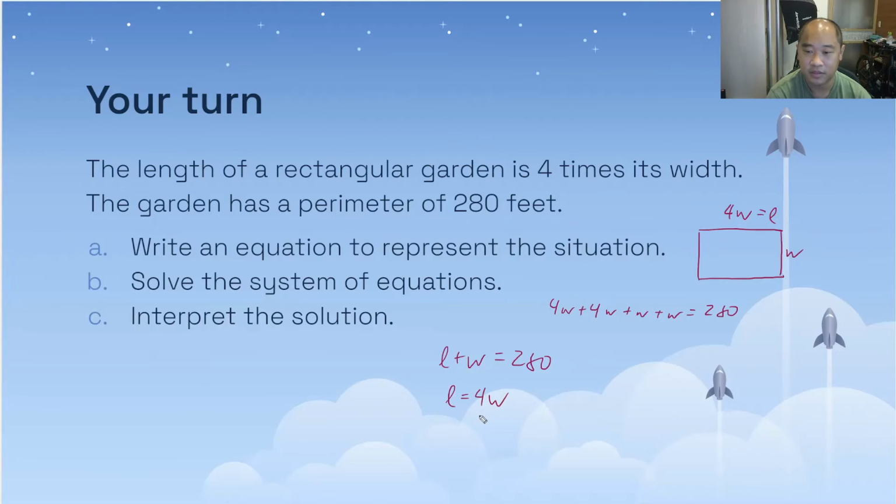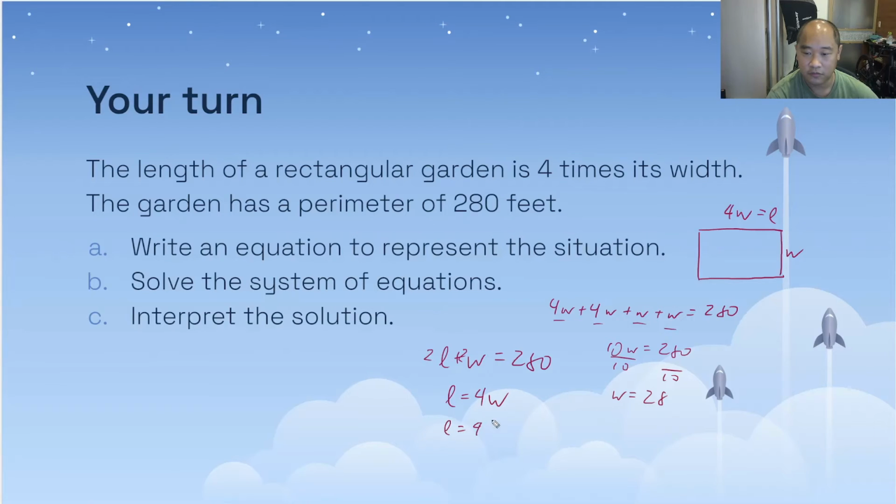So I've substituted, this is actually 2 times length plus 2 times width. Oh my goodness. Not doing so good here. 2 times the length plus 2 times the width equals 280. Length equals 4w. Okay. So I can put this 4w now into this length and get this 4w plus 4w plus w plus w. So this is going to be 10w equals 280. I can divide both sides by 10. w equals 28.